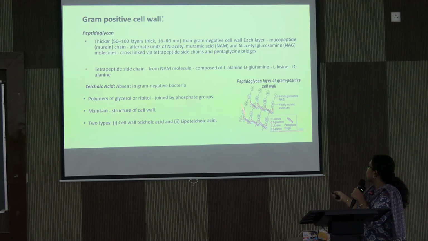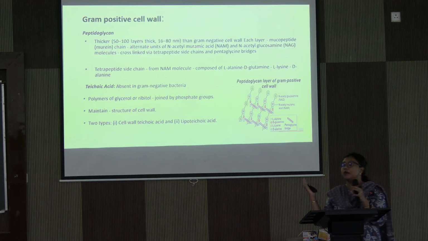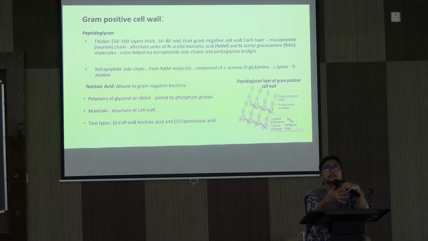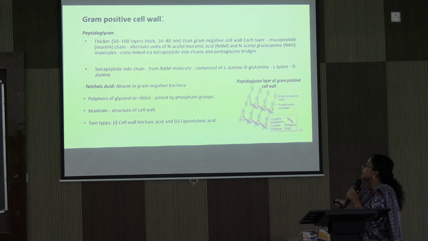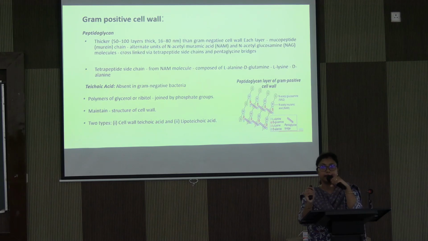So this way, the whole peptidoglycan will be tightly cross-linked by means of amino acid side chains and cross bridges, pentaglycine cross bridges. Okay. So this structure gives the gram-positive cell wall a very unique quality.